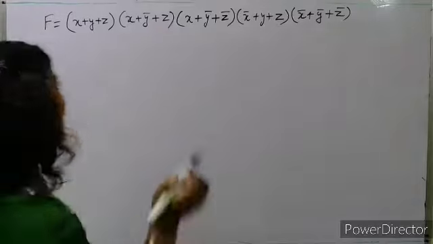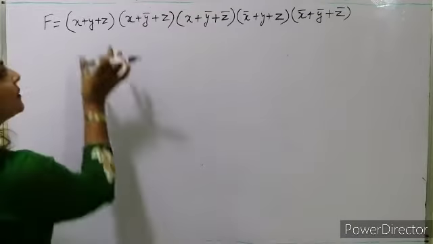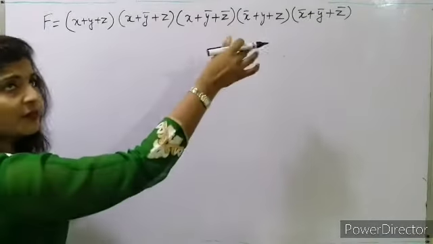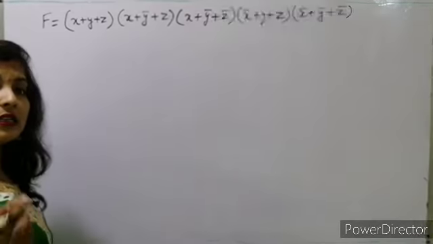Okay. So we have a function given. This is in terms of POS, product of sum. These are the products we have taken of each term, product of terms, and these terms are in sum.